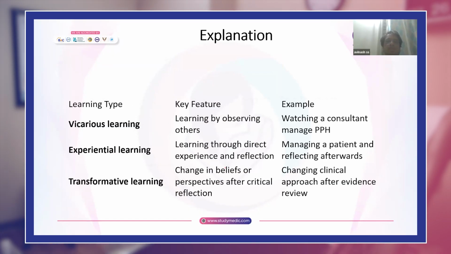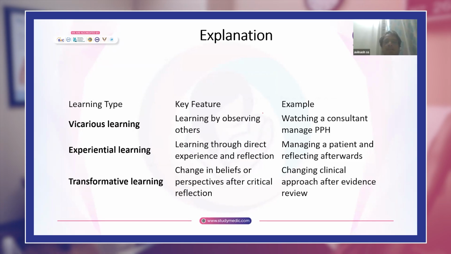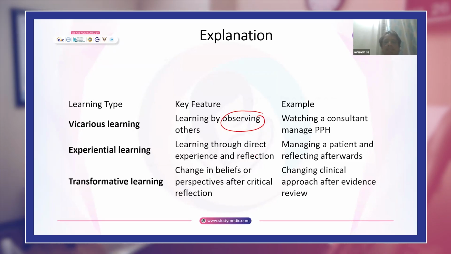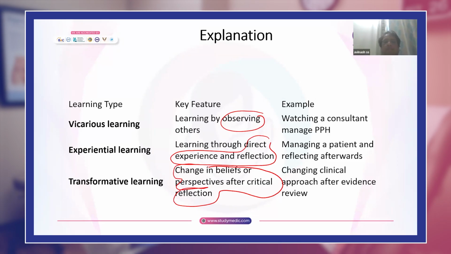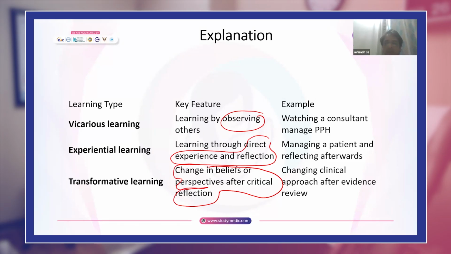So there are three main learning processes. Vicarious learning is by observing others. Experiential learning is through direct experience and reflection. Transformative learning brings a change in beliefs and perspectives after critical reflection. So these are the differences.